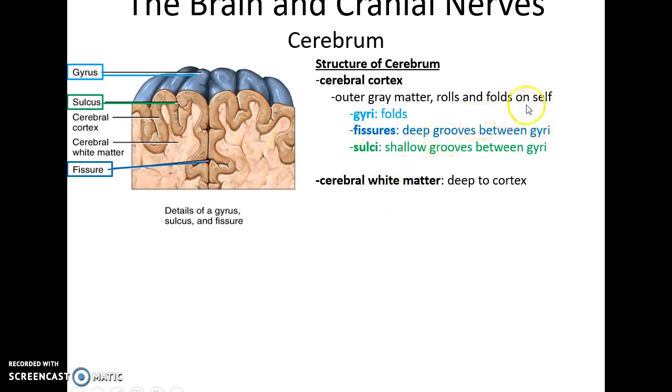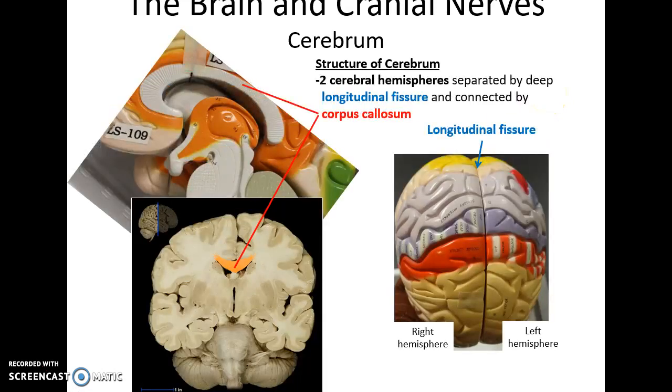And then deep to the cerebral cortex is what is known as the cerebral white matter, which is mostly white matter. So here we can see that the cerebrum has two hemispheres, a right hemisphere and a left hemisphere. These hemispheres are separated by what's called the longitudinal fissure. And the two hemispheres are connected to each other by what is called the corpus callosum. So here's the corpus callosum in a mid-sagittal cross-section. Here is the corpus callosum in a coronal section.